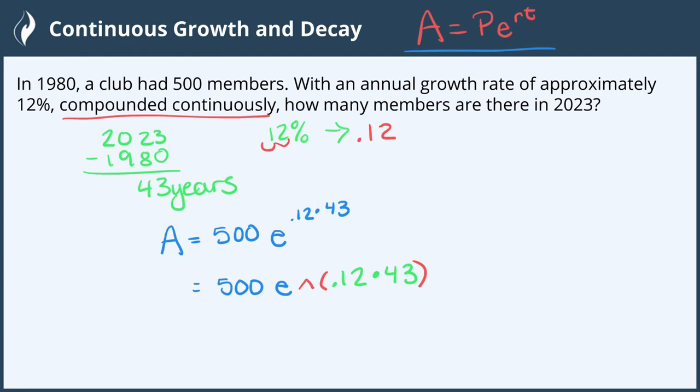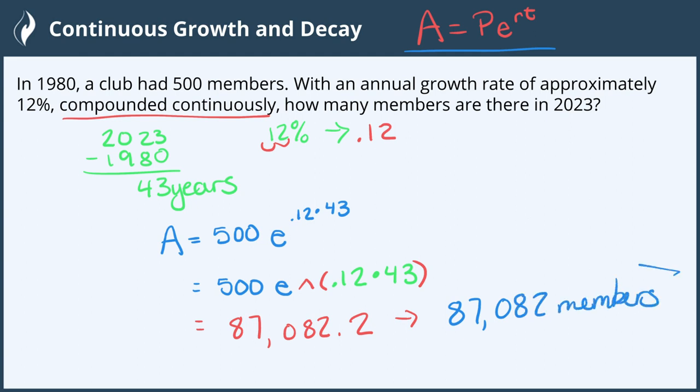At this point, we press enter and we'll get 87,082.2. And because this is dealing with people or members, we're going to go ahead and round this to the nearest person since we aren't going to have 0.2 of a person. And so we have 87,082 members. And we're all done.